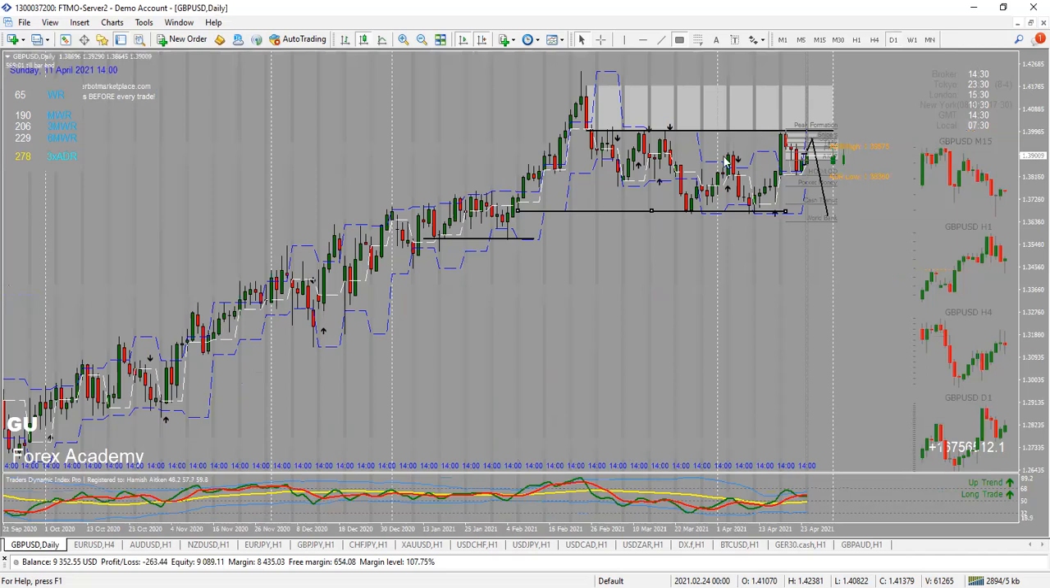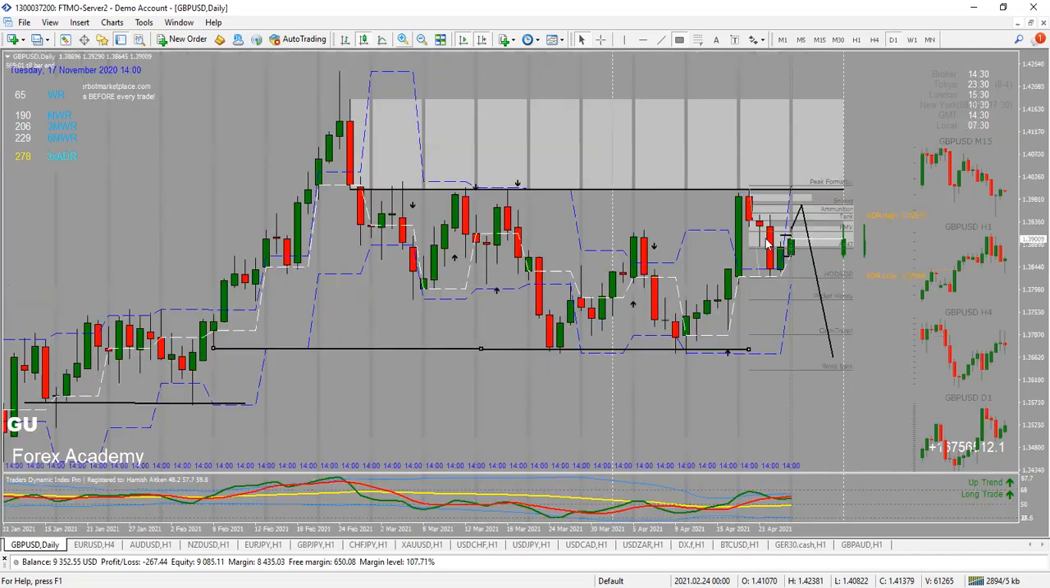Let me check one thing. We have another swing here, which has 1, 2, 3, and then this third candle was raided and closed below. So no market has raided this third candle above and closed above. So I'm still looking for a bearish setup on this pair, guys.